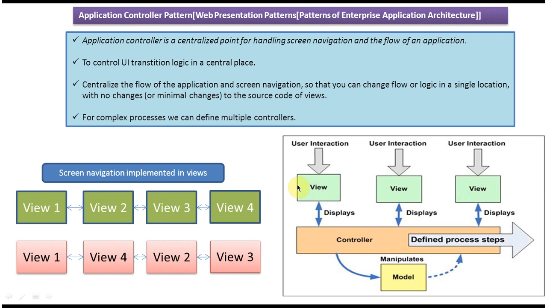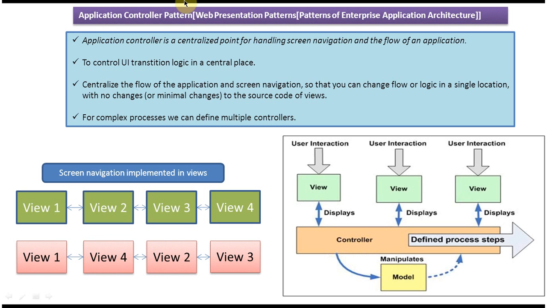Here you can see view, controller, and model, three important components in the application controller pattern. The user will interact with the view, and the view will communicate to the controller. Then the controller will manipulate the model, and based on the model information, the controller will decide which view it should navigate to, and the application flow. So this is the centralized point. The controller will decide which view to navigate to based on the input from the view and the outcome of the model. So we no need to write navigation logic in each view. This navigation logic will be in a centralized place.